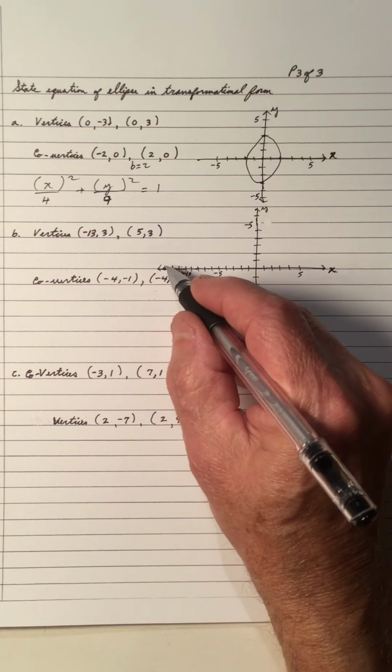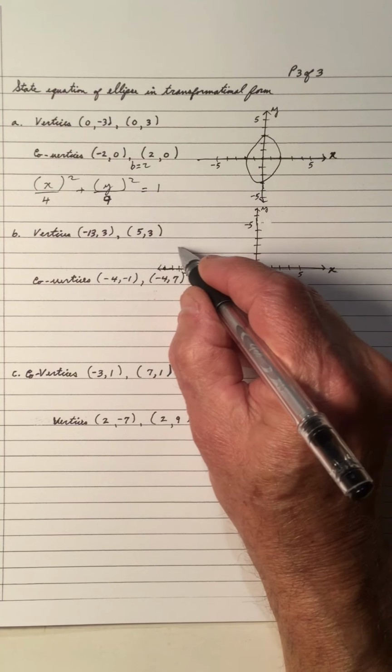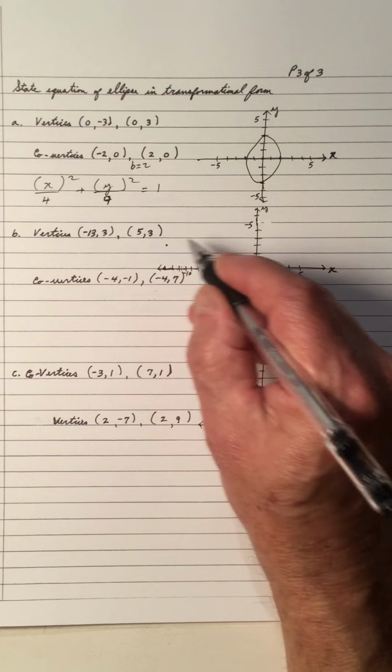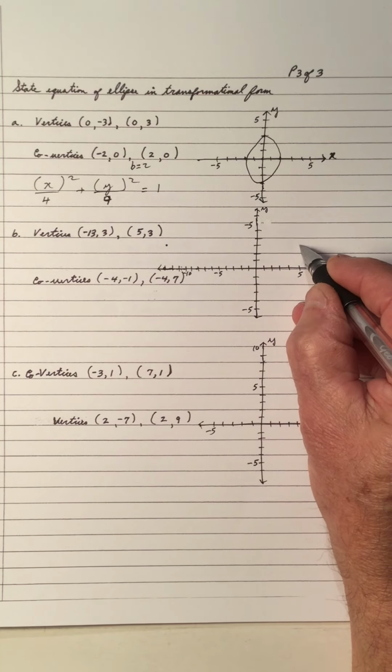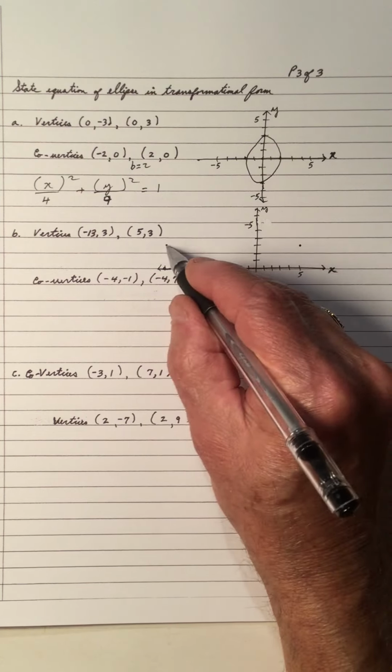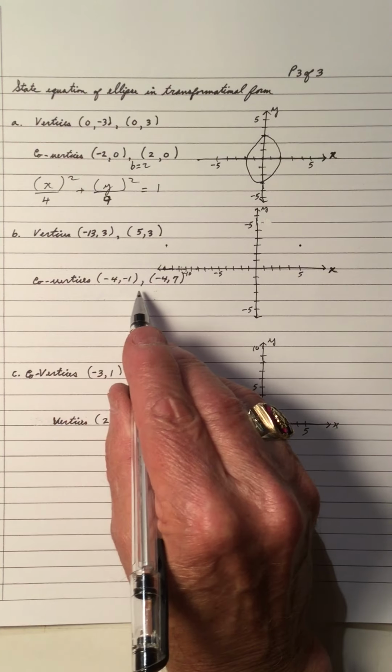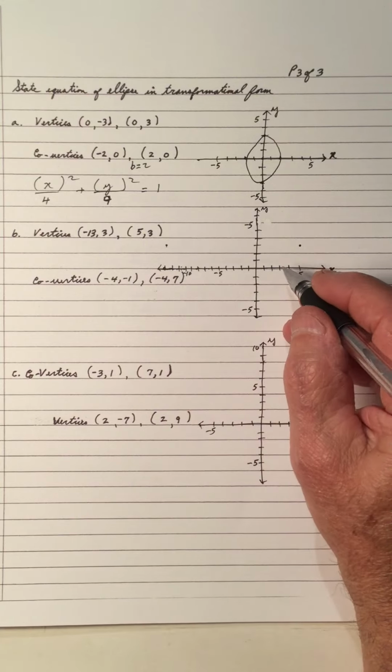And negative 13 and 3, so right there. And this one is 5, 3. So 5 going up 3. So that's the end point of the major. Co-vertices are at the end point of the minor.